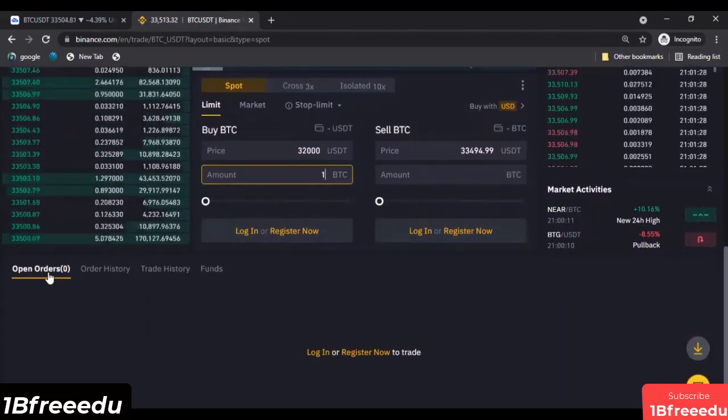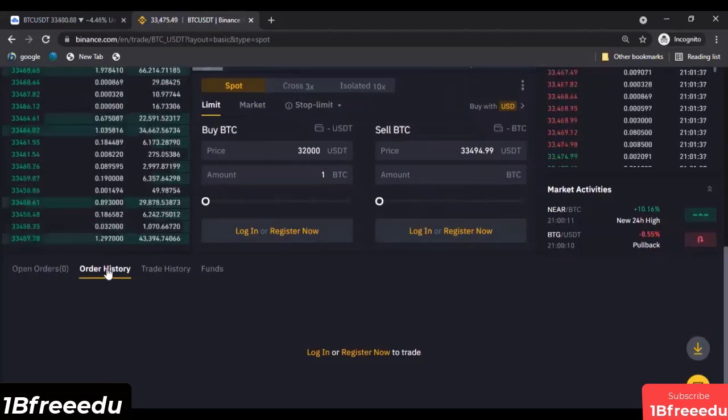And once that order is filled, suppose you were sleeping and the BTC price touched 32,000 and bounced from there, your order will be filled, and you can see that in the order history and in the trade history as well.